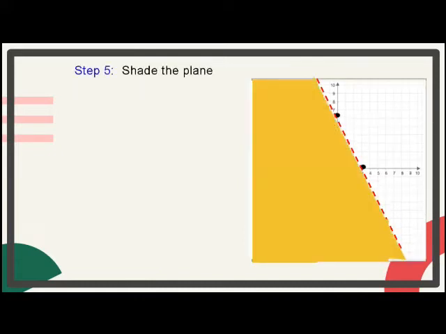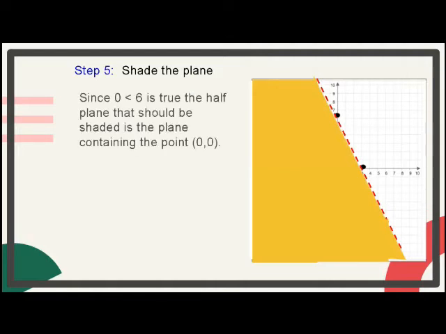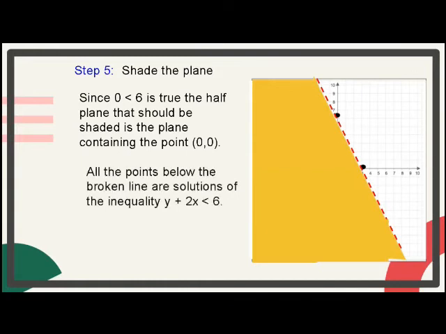Last step, shade the plane. Since the inequality 0 is less than 6 is true, the half plane that should be shaded is the plane containing the point 0, 0. Look at the figure at the right. All the points below the broken line are solutions of the inequality y plus 2x less than 6.